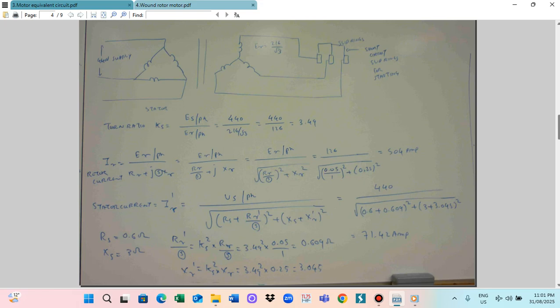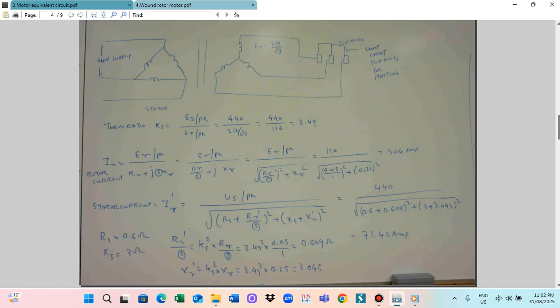R_R' by S you can calculate. Then we just take Ks squared multiplied with R_R by S. So Ks we substitute 3.49 squared, multiplied with R_R, which is 0.05 divided by 1. So then we get 0.609 ohm.